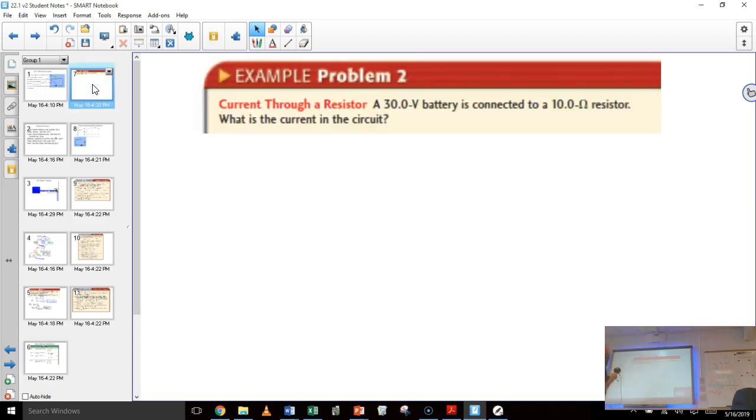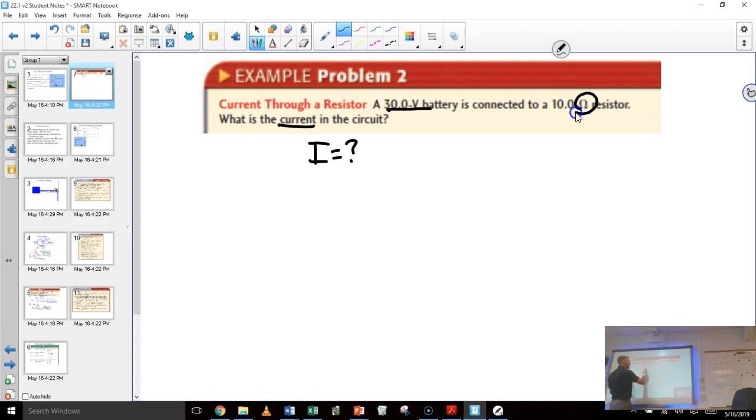One last example problem. It says a 30-volt battery is connected to a 10 ohm resistor. See, there's that symbol again, that omega symbol. That means resistance. What's the current? So we're looking for current. I equals question mark. We've got a 30-volt battery, so the voltage is equal to 30. And then the resistance, I'll just use R, is equal to 10.0 ohms.